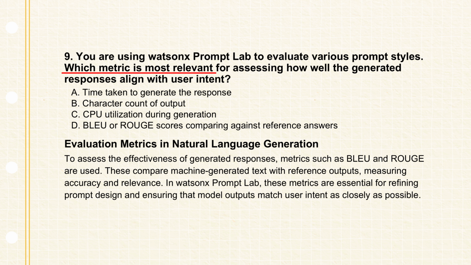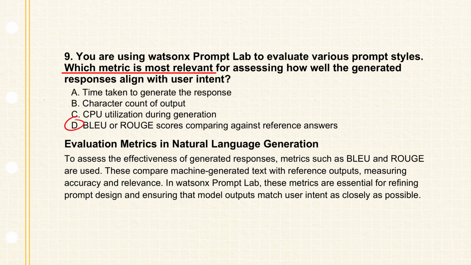A. Time taken to generate the response. B. Character count of the output. C. CPU utilization during generation. D. BLEU or ROUGE scores compared against reference answers. Okay, A, B, and C measure performance or output characteristics, but not really quality or relevance in the sense of user intent. The best answer here is D, using scores like BLEU or ROUGE.